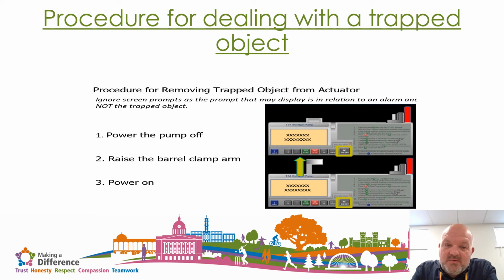And obviously you need to know what happens if this occurs. So as you can see, the first thing you do is power the pump off by holding the on-off switch. You then raise the barrel clamp arm, and then you put the power back on again. And obviously you are doing this ignoring the screen prompts, because they are in relation to the alarm and not the fact that there's a trapped object. So you need to make sure that you follow this process as it's set out here, rather than as it says on the syringe driver in this particular case.